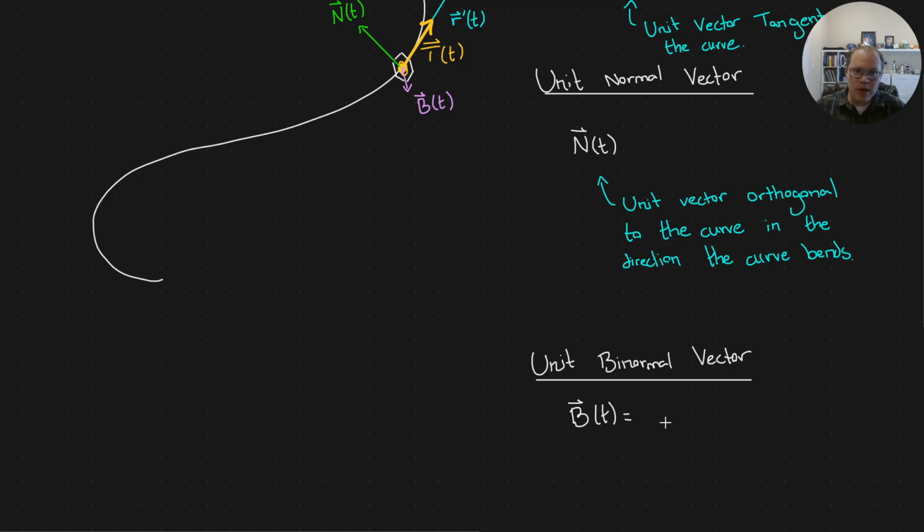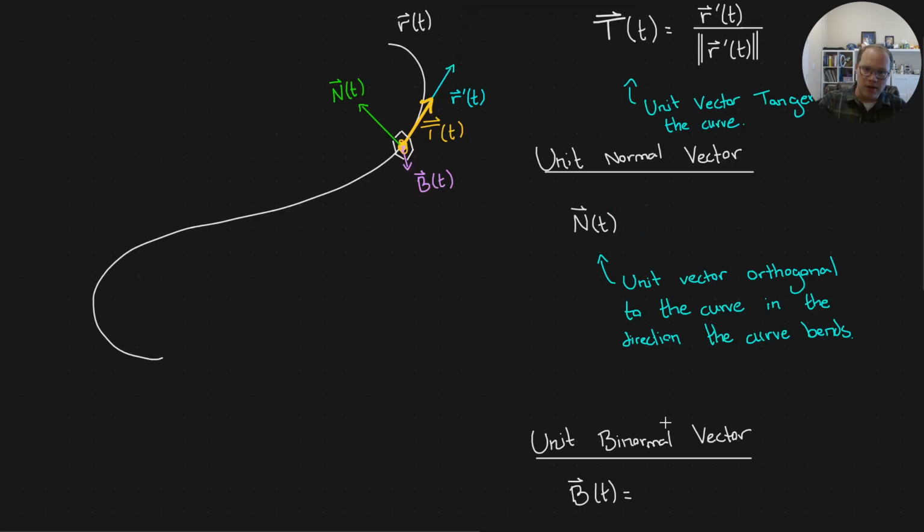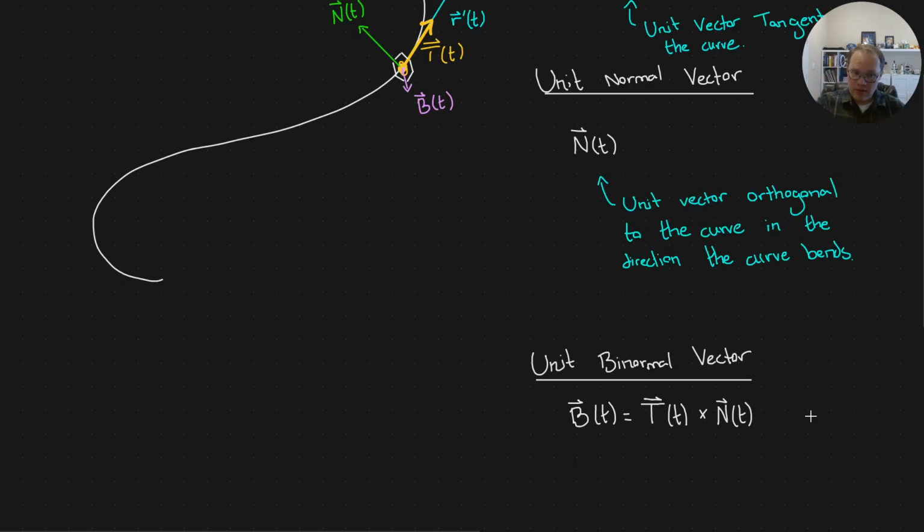Okay, and this one actually we can find a formula for, though we'll find a better formula for it in a moment. Because it's orthogonal to both of those other two vectors, we could use the right-hand rule, and it's going to be the unit tangent vector crossed with the unit normal vector. Okay, again, that's a good way to think about the definition. It's a little difficult to actually calculate it with this. So I'll give you a better formula in a moment.